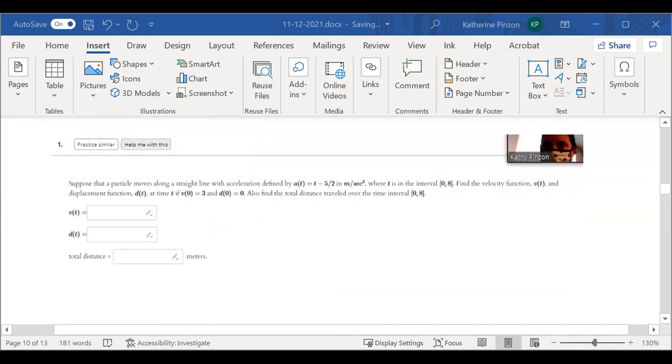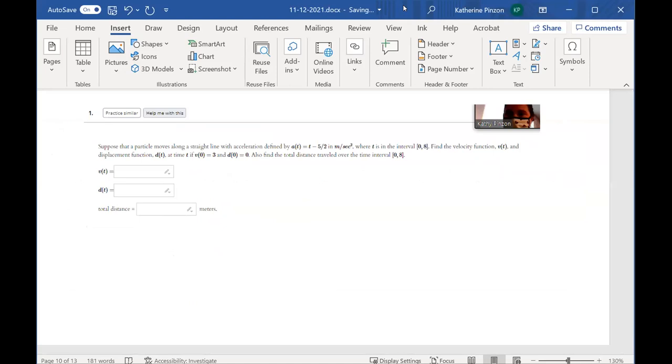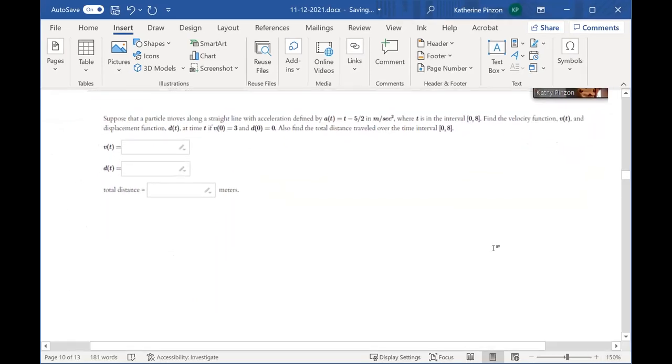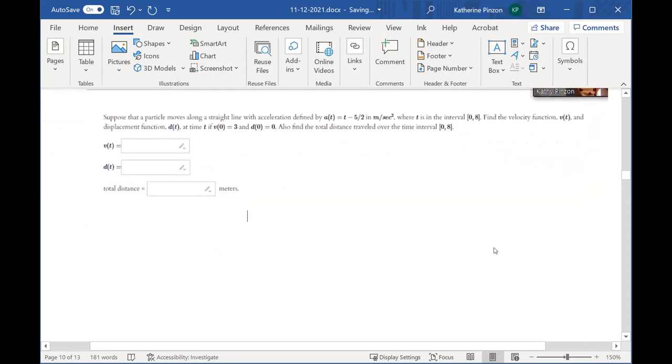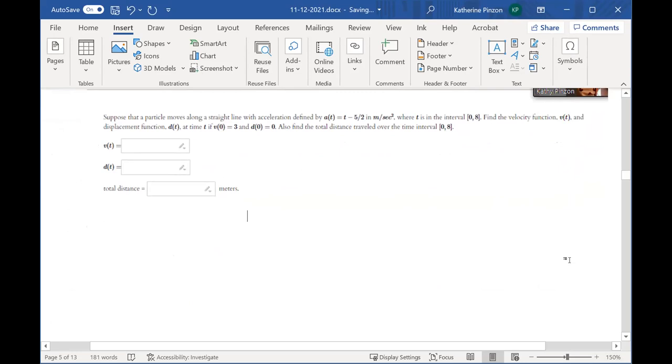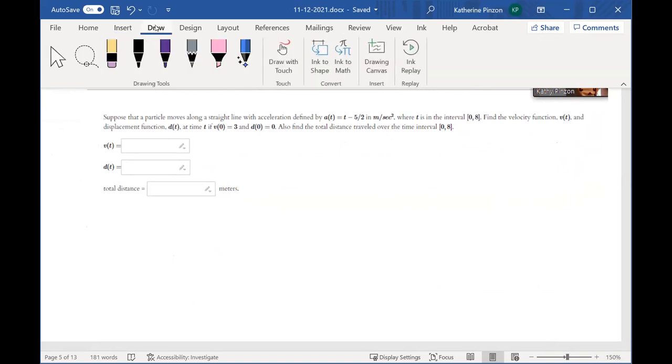Number one says, suppose that a particle moves along a straight line with the acceleration defined by t minus 5/2, where t is in the interval 0 to 8. Find the velocity function and the displacement function. Also find the total distance traveled over the time interval 0 to 8. Okay, how do you find the velocity?